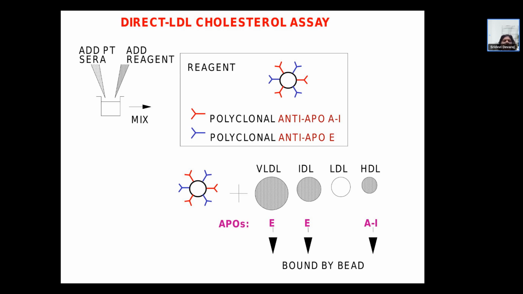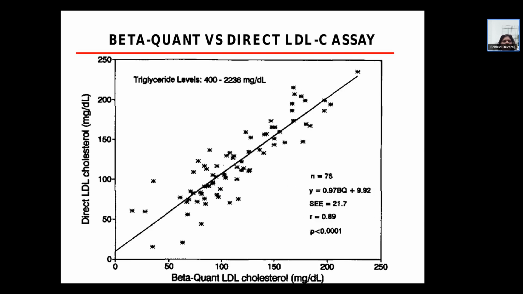The reagent has ApoA1 and ApoE. So again, it's a process of elimination. If you take out your A1 and your E containing lipoproteins, which are your VLDL, IDL, and HDL, what is remaining is your LDL cholesterol. So again, it is an estimation. It's a measurement based on exclusion of the other lipoproteins.